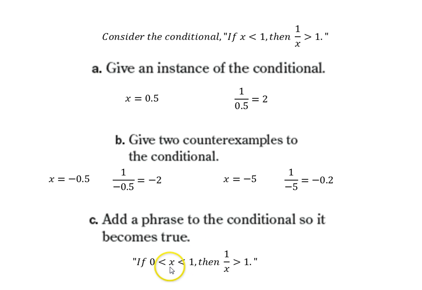As long as x is positive, it worked here, and it will work for all of the x's that are less than 1 but bigger than 0. You can try those out to see. Then 1 over x will be bigger than 1. But negative numbers aren't working, so we put this extra restriction in here, and now this is a true statement.